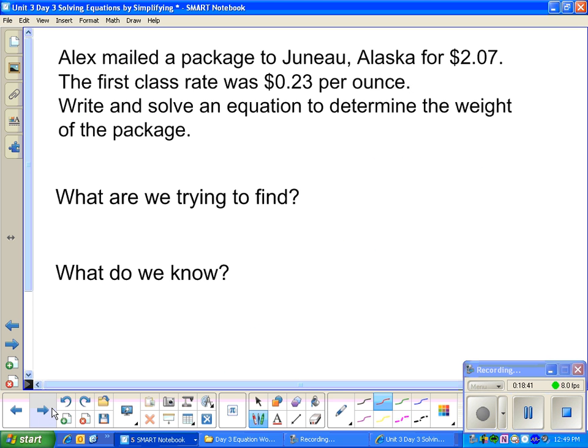Last one. Alex mailed a package to Juneau, Alaska for $2.07. The first class rate was 23 cents per ounce. Write and solve an equation to determine the weight of the package. What am I looking for, guys? I'm looking for the weight of the package in ounces. I'm trying to find its weight.